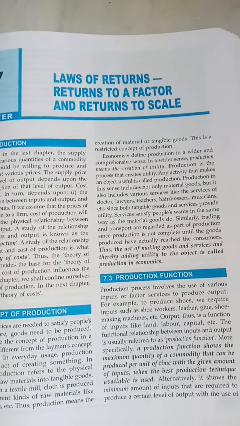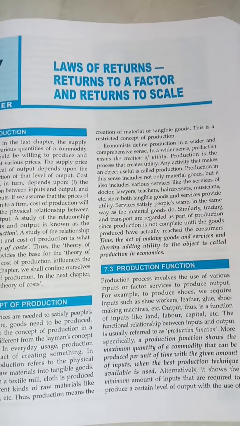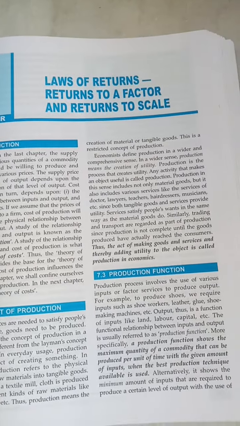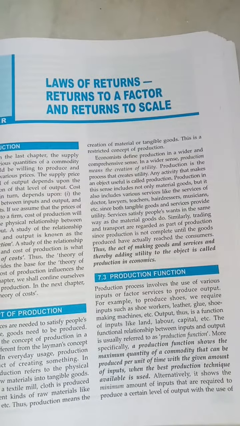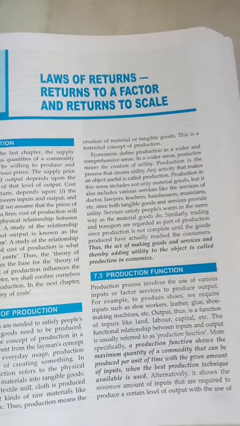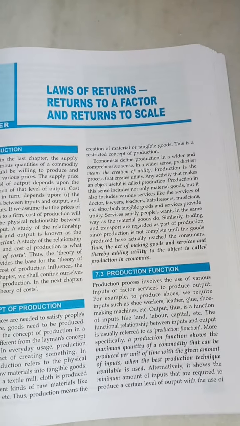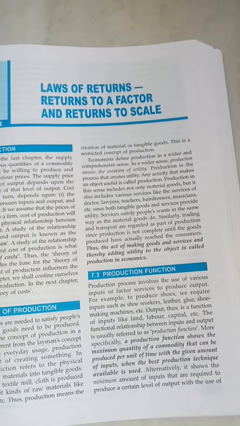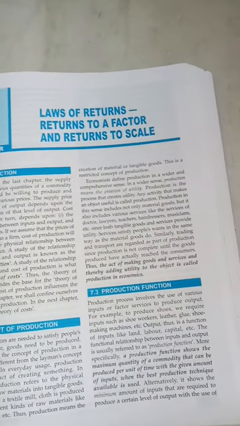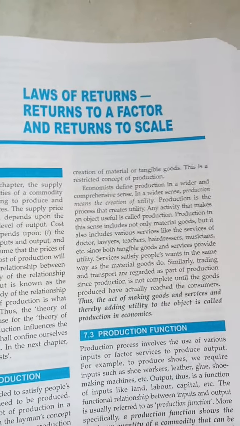Firstly, what is production? Production is the act of making goods and services for the purpose of selling in the market. Also, we can say production is the creation of utility. So that is production. And we know that production of goods and services requires different factors of production: land, labor, capital, and entrepreneurs. And amongst these factors, some are considered as fixed factors and some are considered as variable factors.